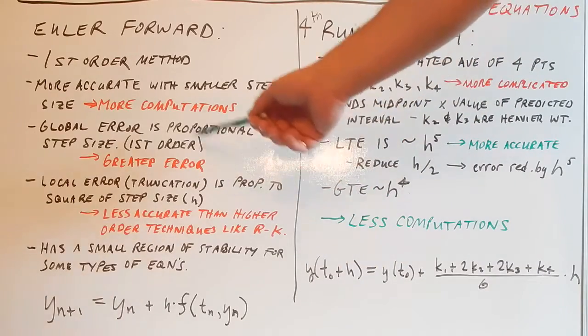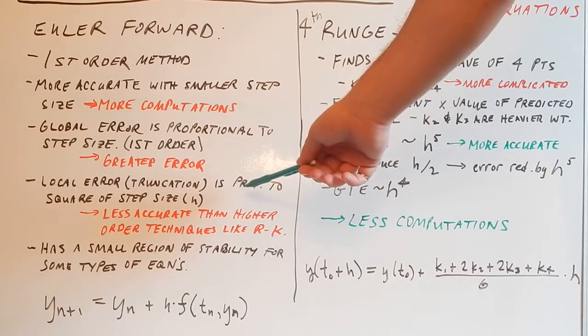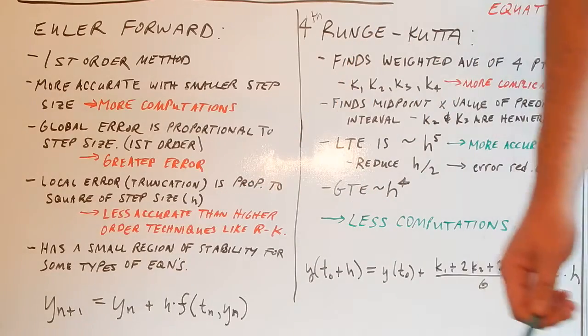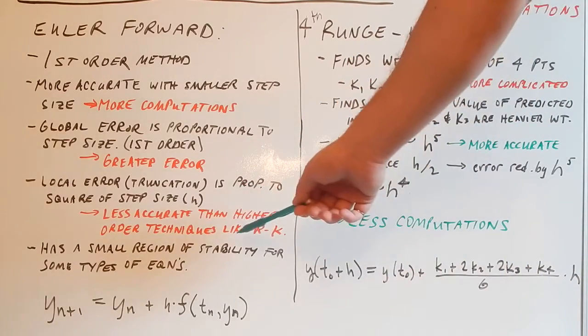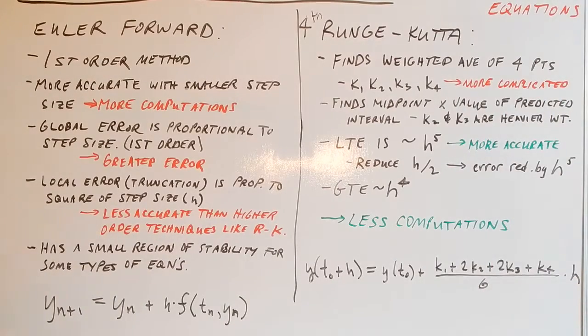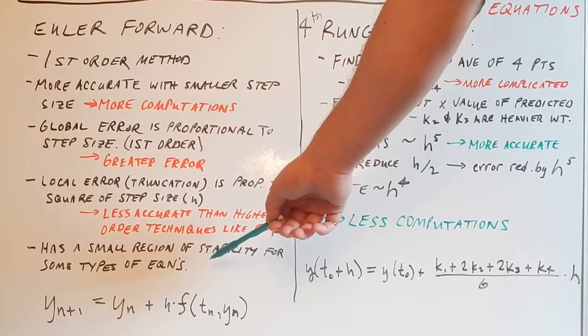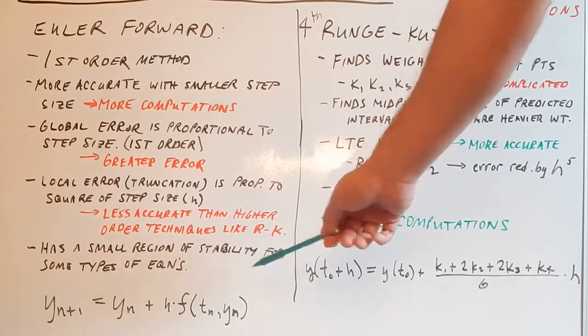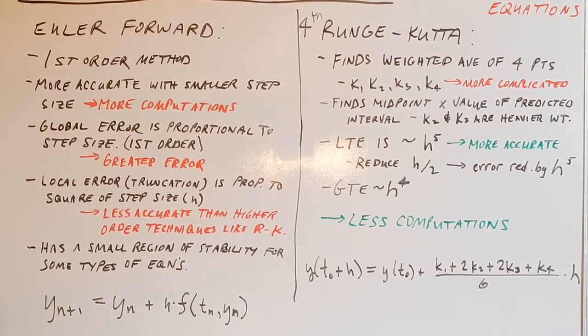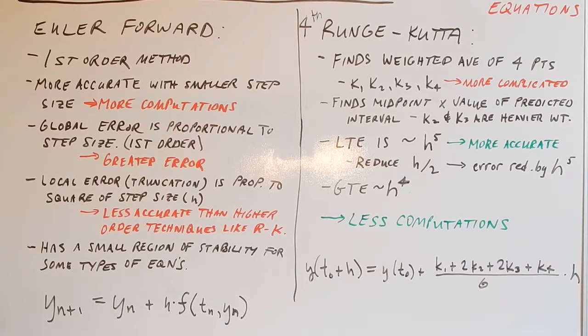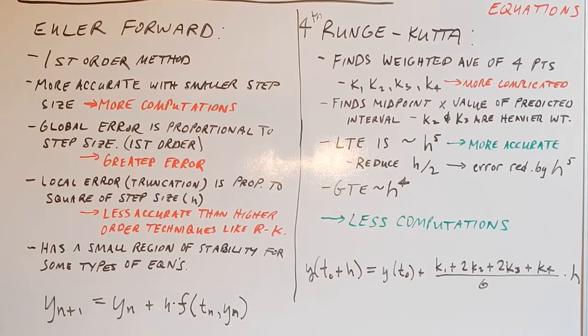Local error, we're talking about truncation error with global and local error. Local error is proportional to the square of the step size. Now this is just less accurate than higher order techniques like the Runge Kutta method. And the Euler forward method has a small region of stability for some types of equations. Like there are some types of functions that will oscillate and decay towards zero over time, and without a small enough step size for an Euler approximation, your Euler approximation may continue to grow unbounded instead of decaying.